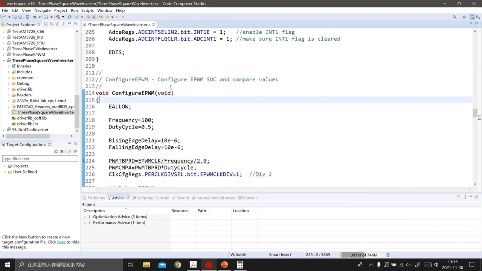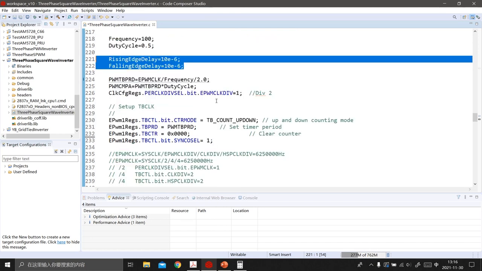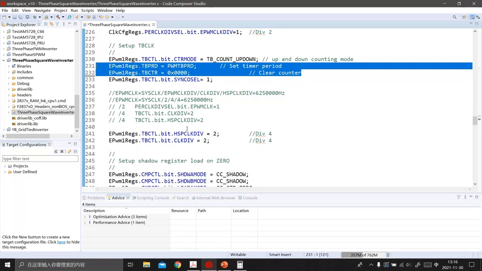In the EPWM module initialization function, the initial fundamental frequency is set to 100 Hz, and since it's a square wave inverter, the duty cycle is 0.5. And the dead time for the inverter is set to 10 microseconds. All three PWM modules have similar settings. They are all operated in the up and down counting mode, and they have the same period.